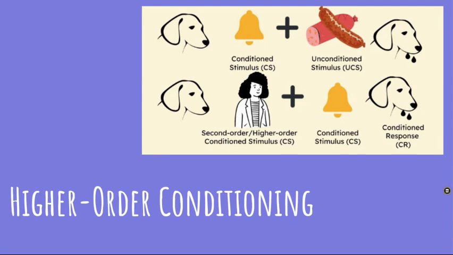So they first made the connection between the bell and the food so that the bell caused salivation. Now they're making an association between the bell and that researcher. So now that researcher causes that conditioned response just like the bell did. So that's higher order conditioning or second order conditioning, where you have created an association and then now you're creating another level of association that animal has made.